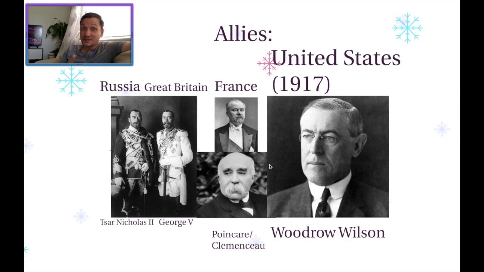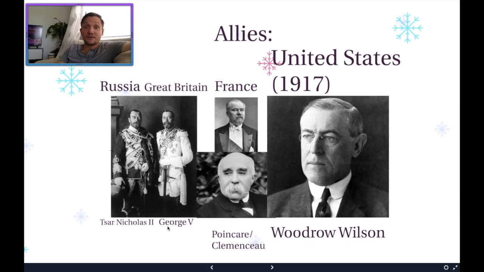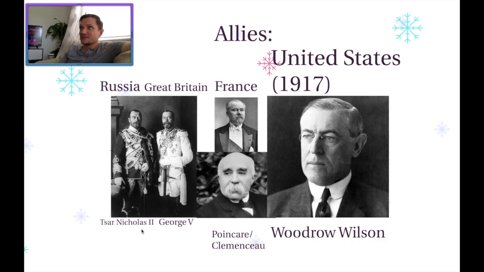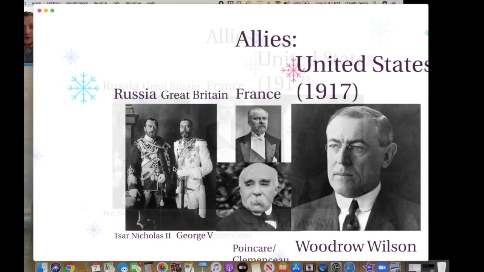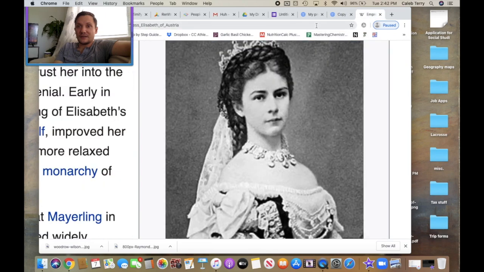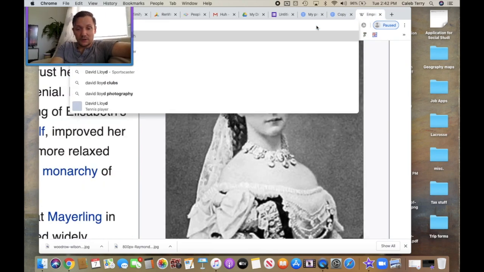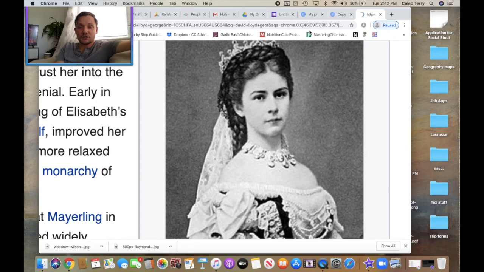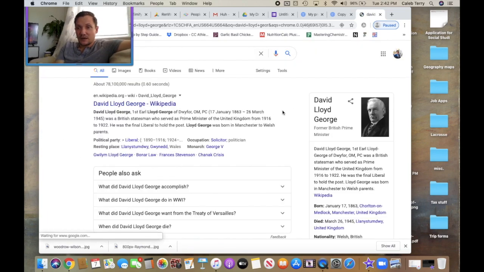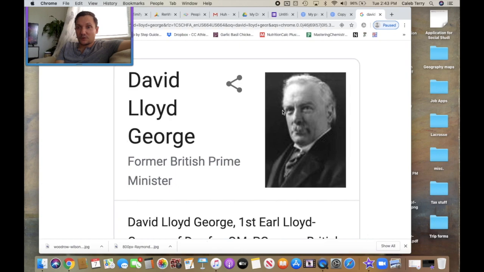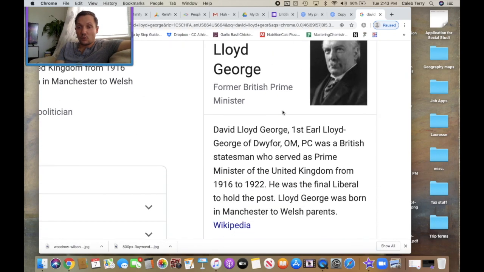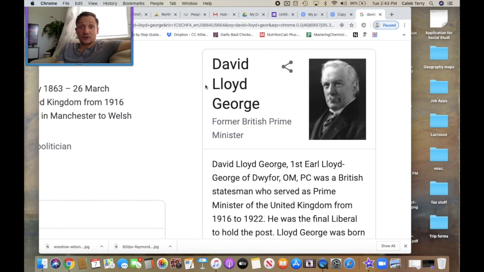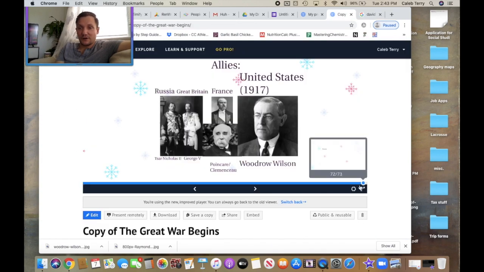But then you got two very, very big ones. You got the Russians and the British, okay? And the British, you got George V, who is their king, and then you got Tsar Nicholas II, who is their leader. Now, ironically enough, George V is more of a figurehead than he is anything. What you really need to write down under Great Britain as well is David Lloyd George. David Lloyd George is going to be the British Prime Minister during World War I, okay? So you do need to write him down for Britain. I'm sorry I forgot to put him in there.